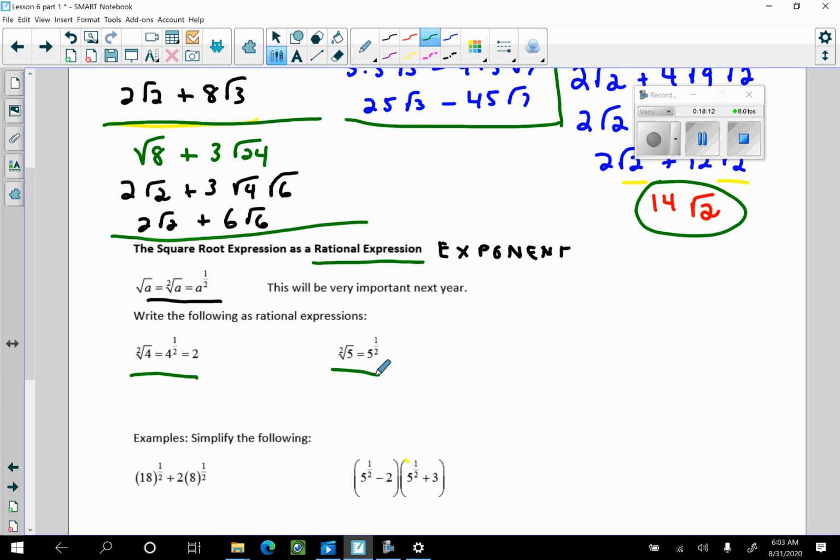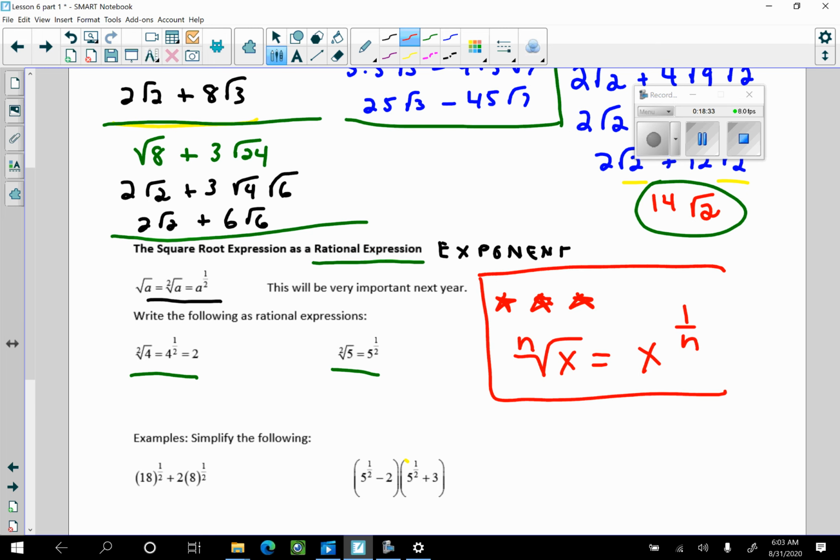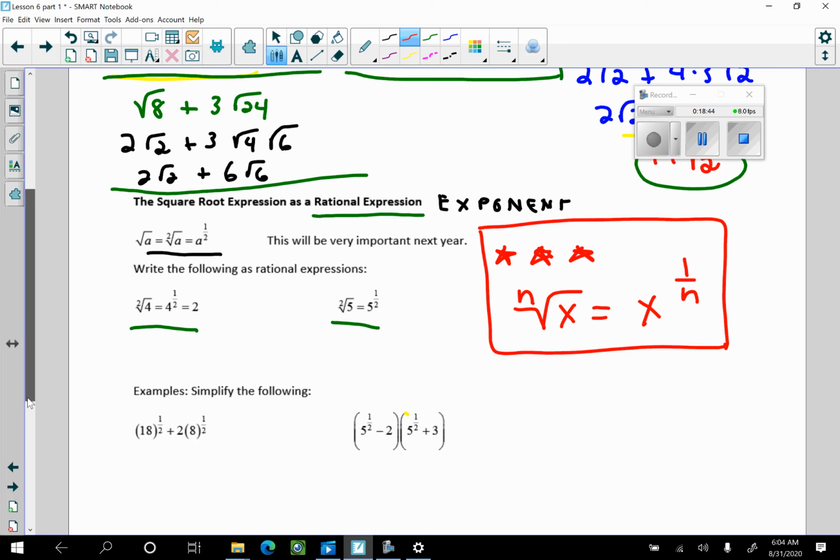And here's something that we need to put in. We're going to put a couple stars here. We're going to add these notes in here. The nth root of x is actually equal to x to the 1 over n. This is very, very important. We're going to have some simple IXLs to help with that. So let's continue with our discussion using what we already know.